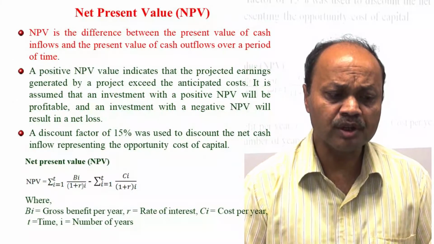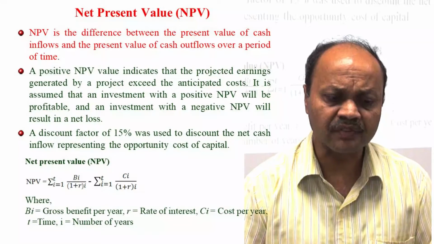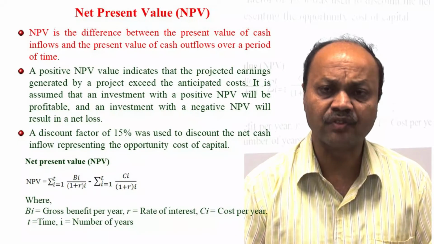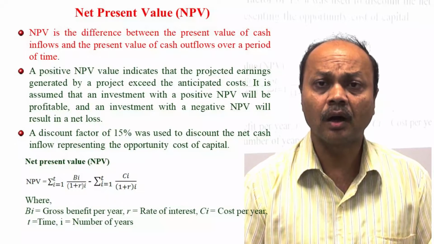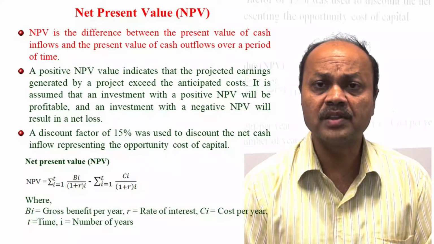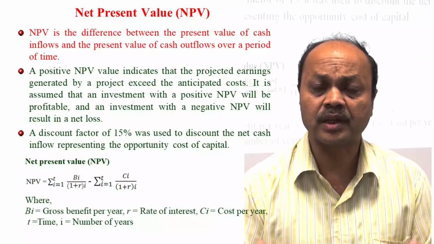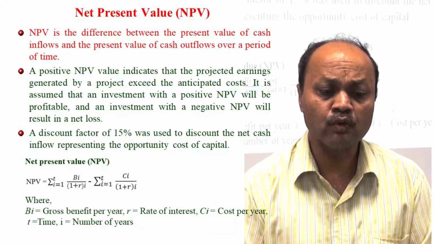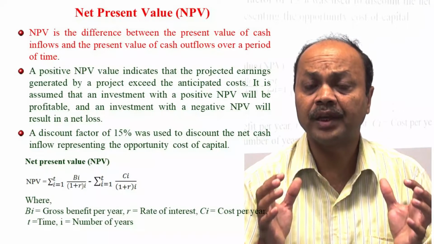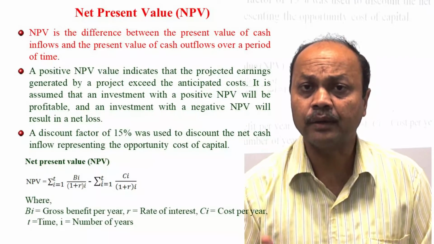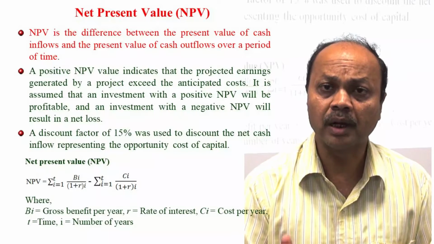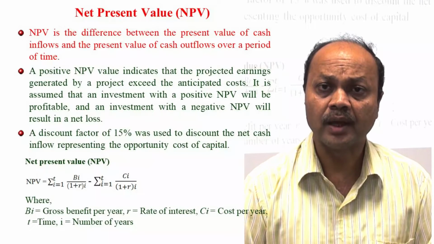And the net present value is basically the difference between the present value of cash inflow, meaning after selling the produce how much cash inflow you are getting, and the present value of cash outflow, because in various agricultural activities we have to incur money, or you have to incur expenditure.